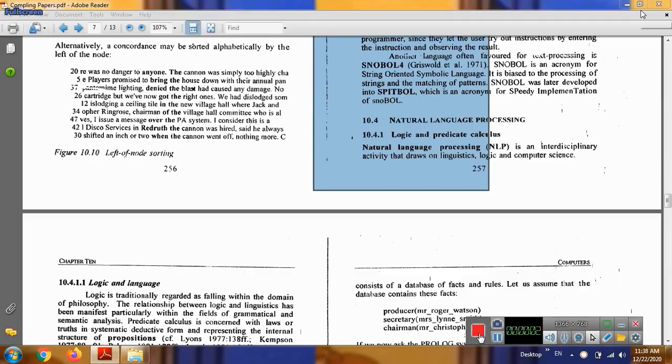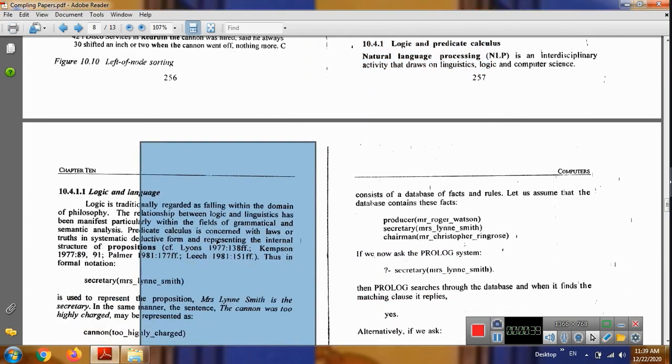About natural language processing, logic and predicate calculus. Natural language processing, or NLP, is an interdisciplinary activity that draws on linguistics, logic, and computer science. Therefore, NLP is shared between linguistics, logic, and computer science.